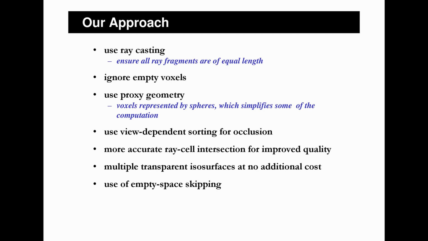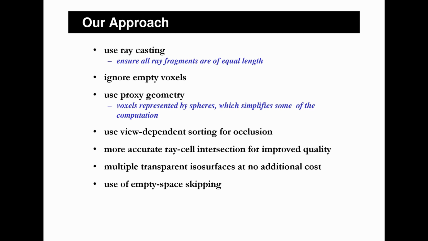Ignoring empty voxels. So if there isn't any material there that you want, don't process it. Use proxy geometry. We have replaced voxels by spheres, and that can produce a considerable simplification. Use view-dependent sorting for occlusion. So if things are not going to be visible, then sort them out. So if you know that they're behind something and that is totally opaque, don't process it.